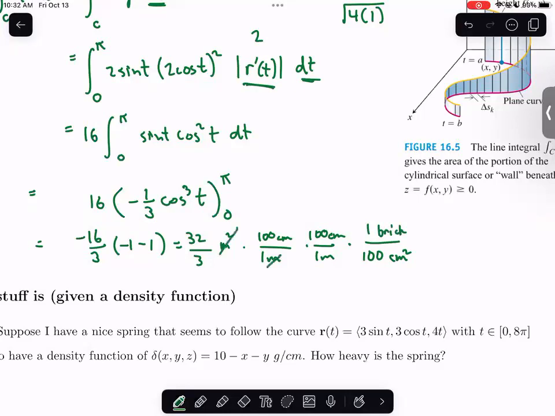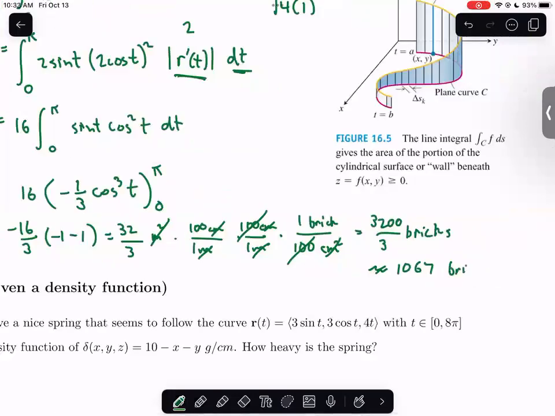So square meters cancel with our meters here. Square centimeters cancel with our centimeters here. There's a 100 that can cancel with one of the 100s below. And it looks like we're going to need 3,200 divided by 3 bricks, which is approximately what, 1,067, we're rounding to whole numbers here, bricks. And then being good contractors, you always add 10% or something like that, right? Because it's a real pain if you don't have enough material.